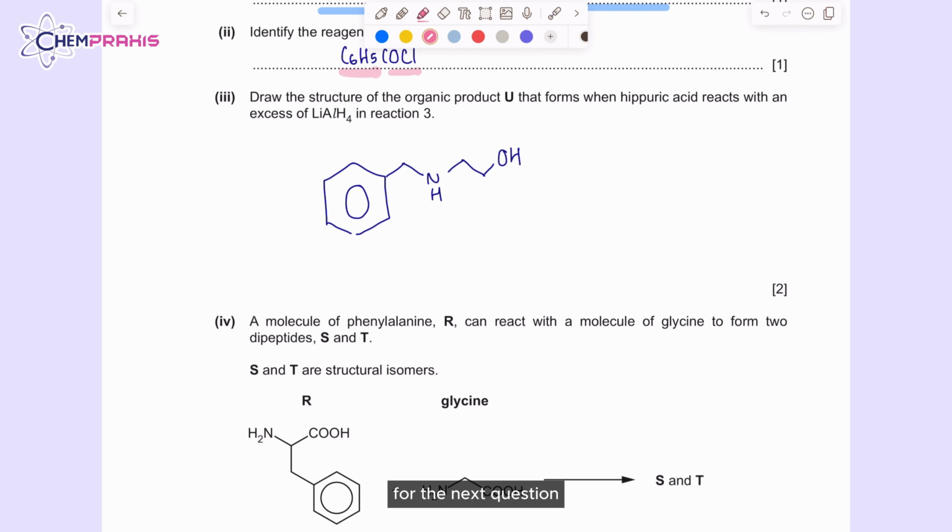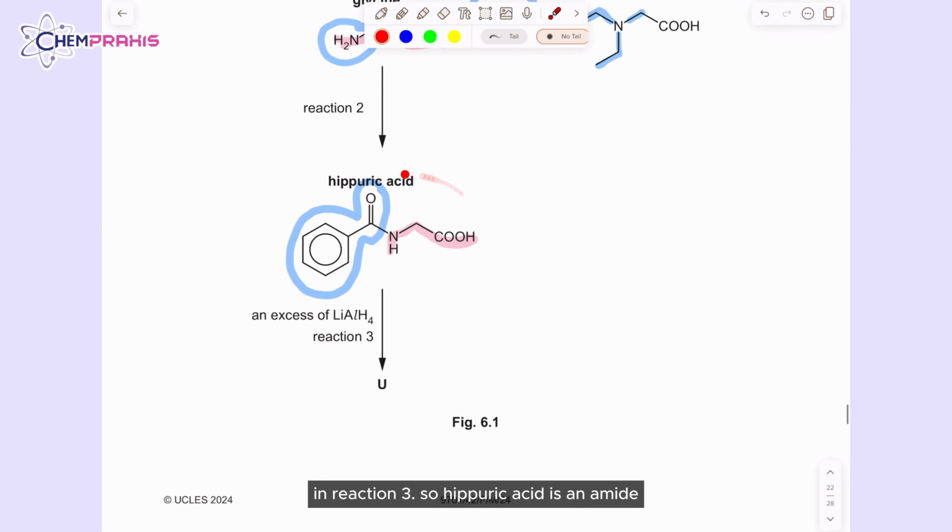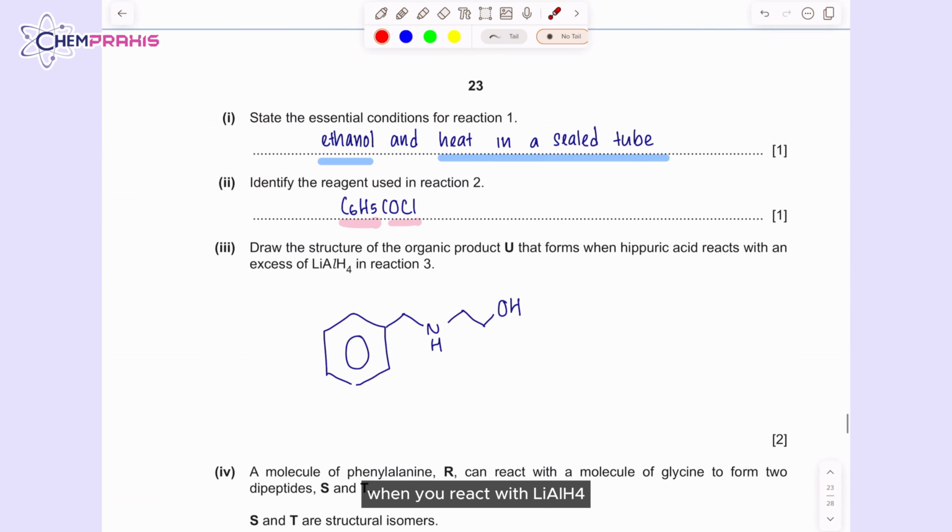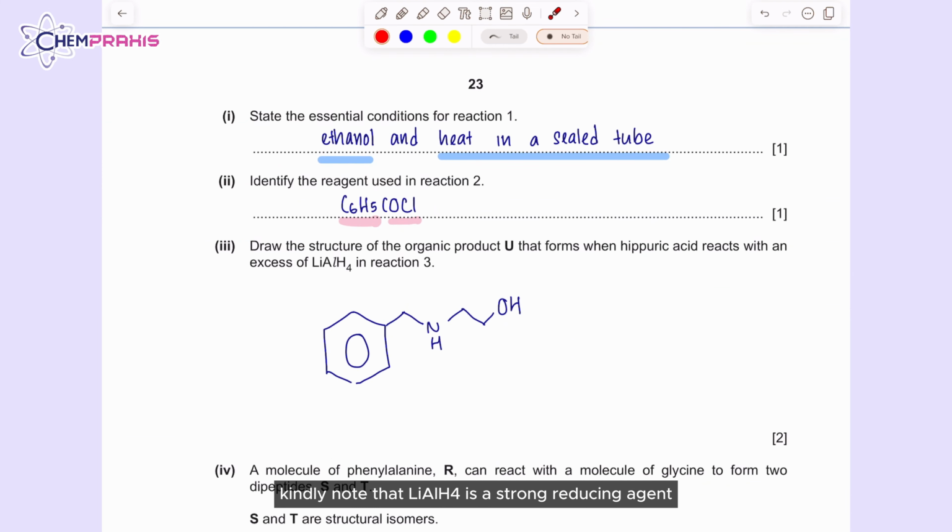For the next question, draw the structure of the organic product U that forms when hippuric acid reacts with an excess of LiAlH4 in reaction 3. So hippuric acid is an amide. When you react with LiAlH4, kindly note that LiAlH4 is a strong reducing agent. They can change amide to amine. They can change carboxylic acid to alcohol.